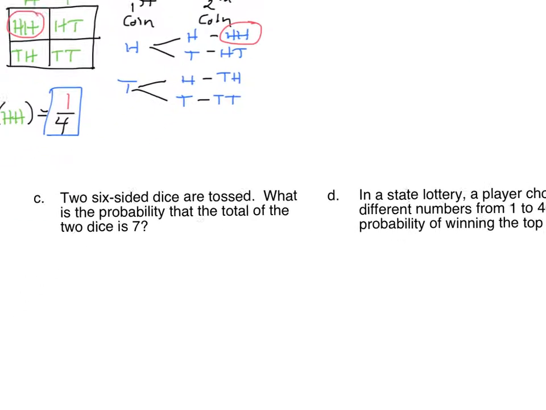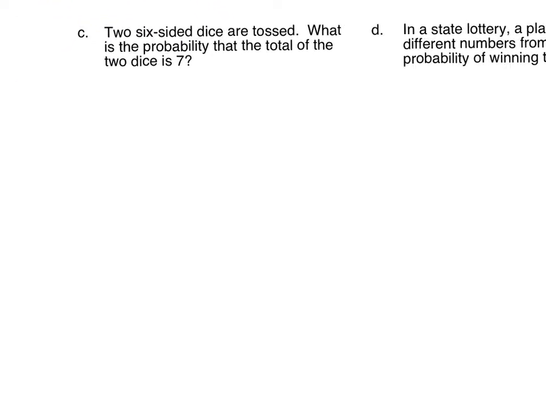All right, C. C is going to require a little bit of work on your part. 2 six-sided dice are tossed. What is the probability that the total of the 2 dice is 7? So if I were you, I would make a Punnett square, or I'm going to make a chart. Here's what my chart's going to look like.